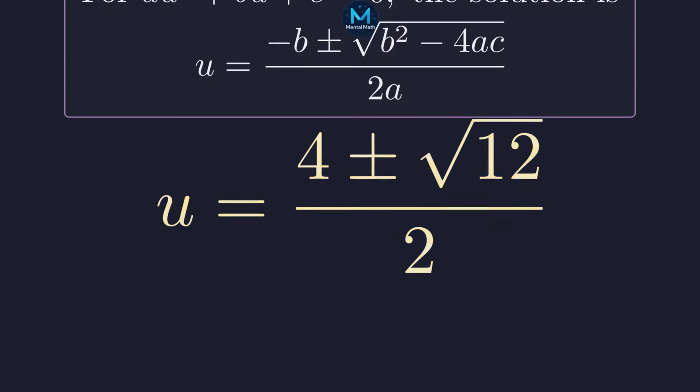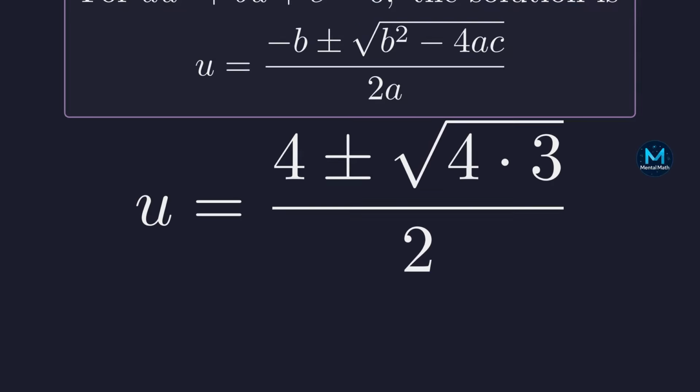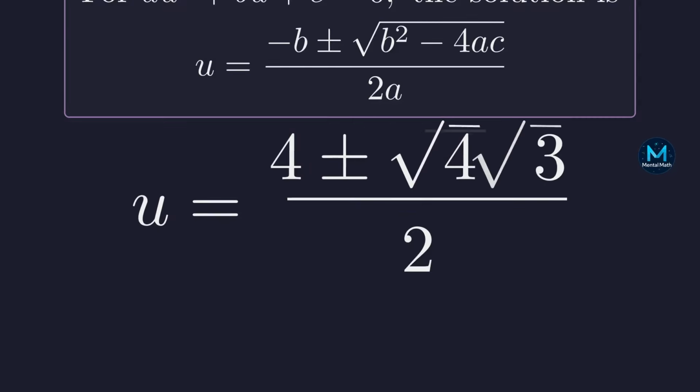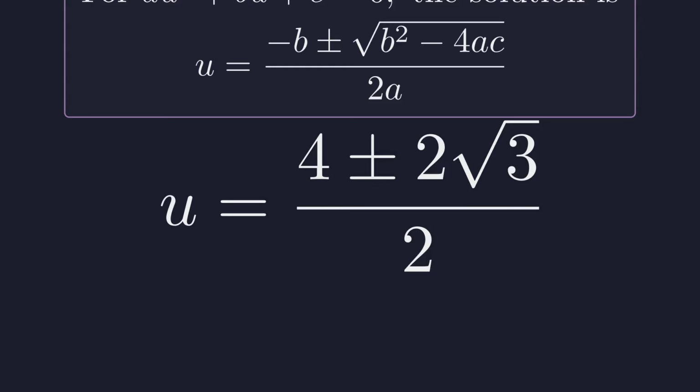Now, we need to simplify the square root of 12. Let's look for perfect square factors. 12 factors into 4 times 3, and 4 is a perfect square. Using the property that the square root of a times b equals the square root of a times the square root of b, we can split the radical. The square root of 4 is 2, which gives us 2 times the square root of 3.